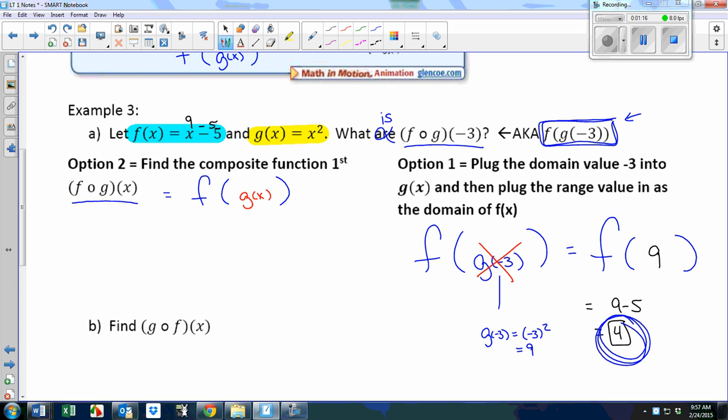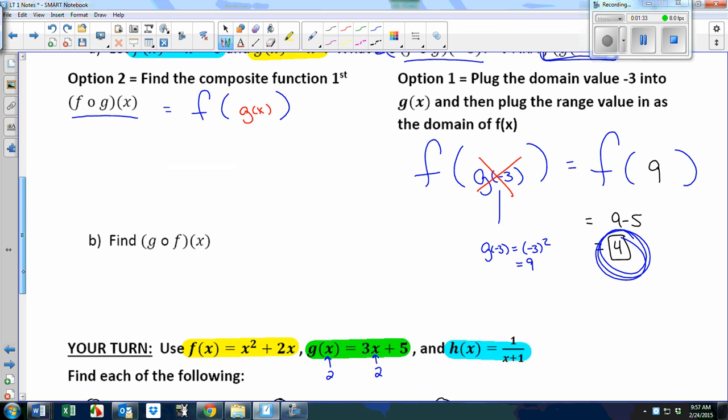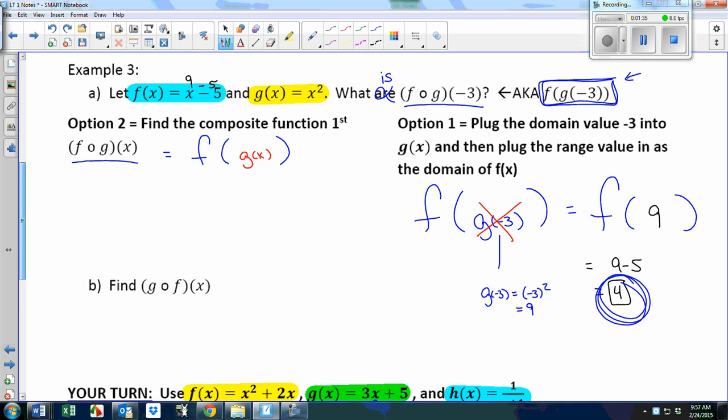Okay. You're putting x into g. What comes out? X squared. Remember this slide? When you put x in, the range value is 2x. When you put x into g, x squared comes out. So x squared becomes the input into f.